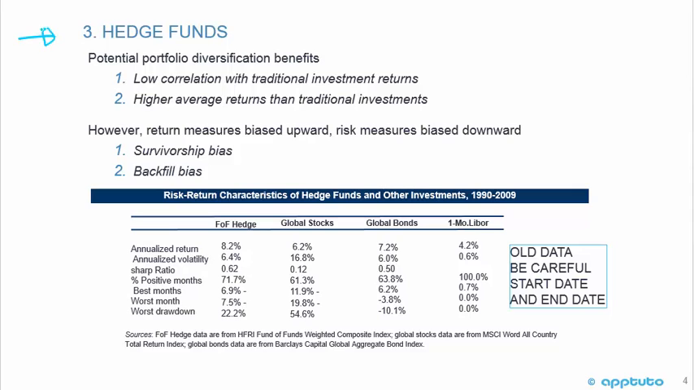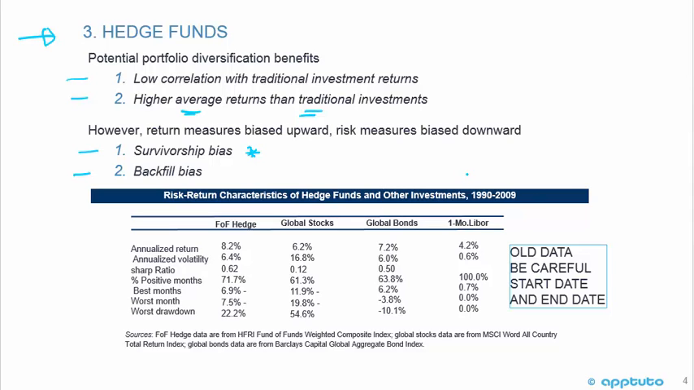Continuing with some information here now on hedge funds, the potential portfolio diversification benefits are: 1, low correlation with traditional investment returns; 2, higher average returns than traditional investments. However, return measures are biased upwards, risk measures biased downwards, survivorship bias and backfill bias. So don't forget, in some hedge fund indices, the reporting is voluntary. So if a fund ceases to exist, they won't report anymore, and that results in the survivorship bias.